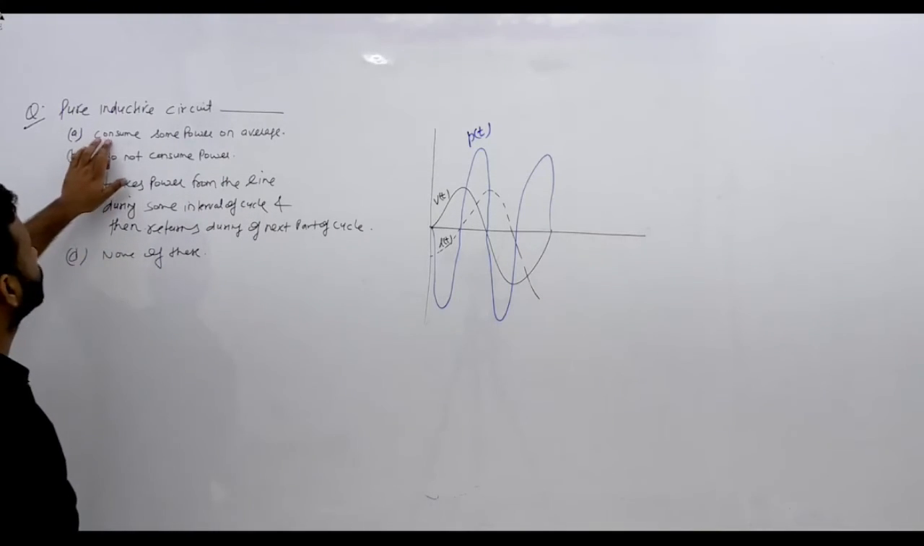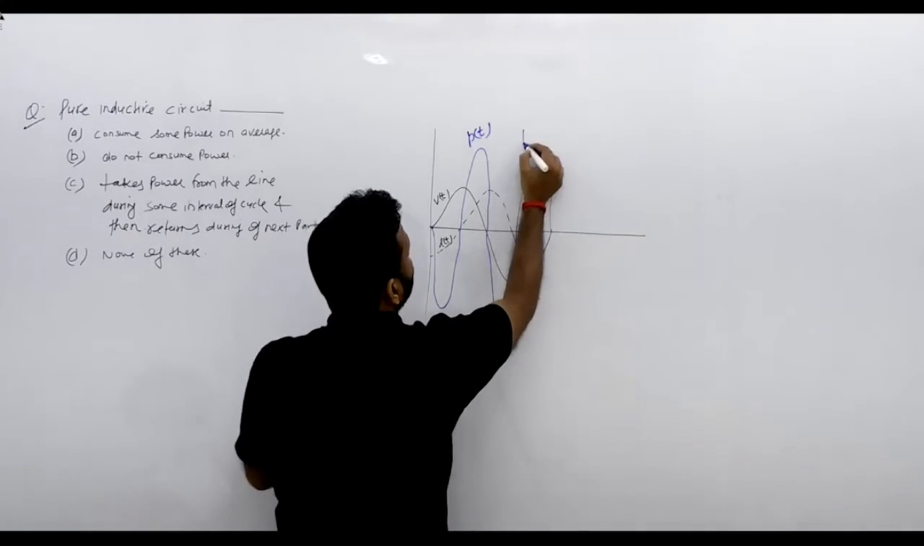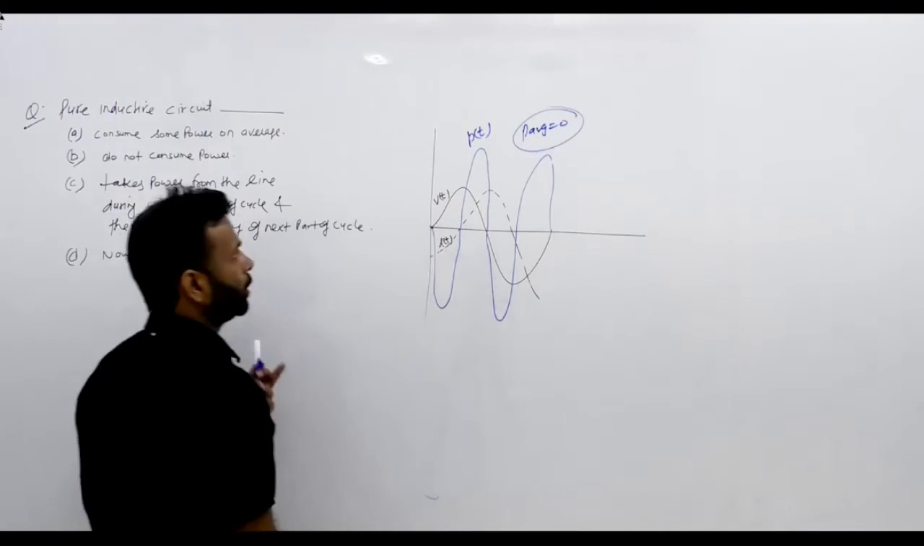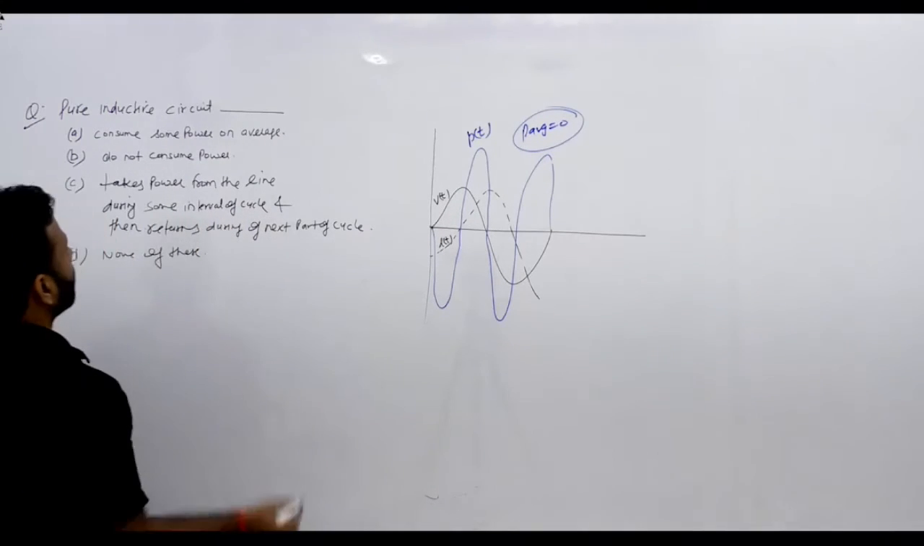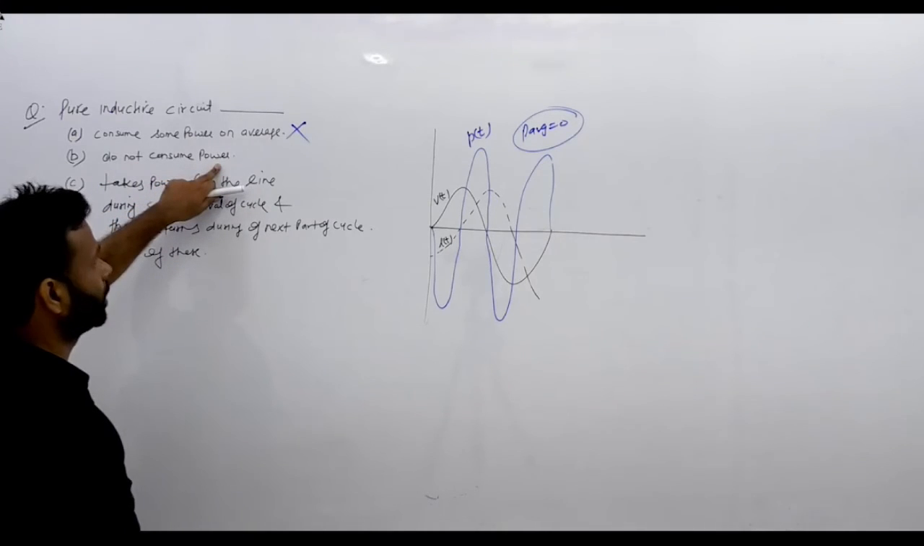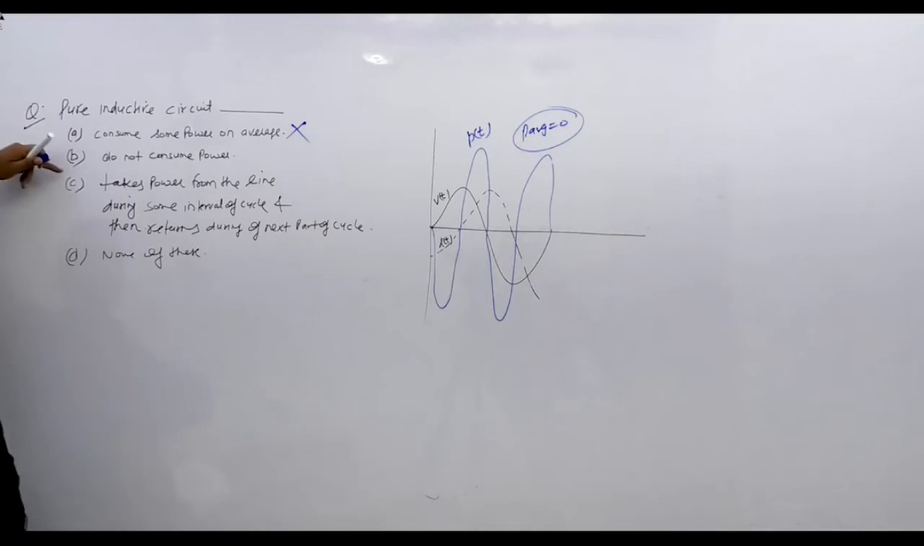देखते हैं. कंज्यूम सम एवरेज पावर. तो अगर आपको याद हो एवरेज तो इसका 0 होता था. एवरेज कितना होता था? 0 होता था. सो इंडक्टर डज नॉट कंज्यूम एनी पावर. सो ये तो गलत हो गया. अगर देखते हैं डू नॉट कंज्यूम पावर, डू नॉट कंज्यूम पावर. अब सी ऑप्शन देखते हैं इसमें पॉसिबिलिटी है.